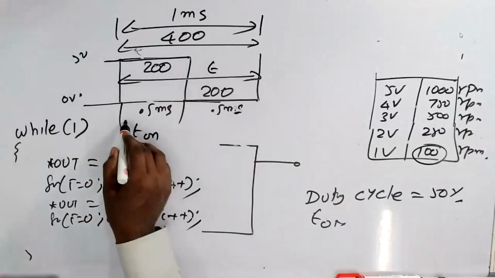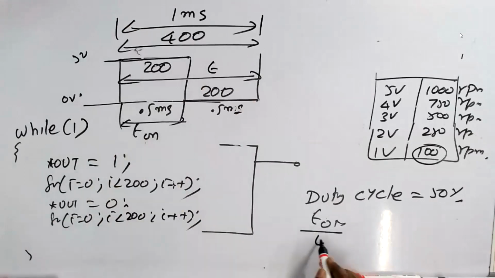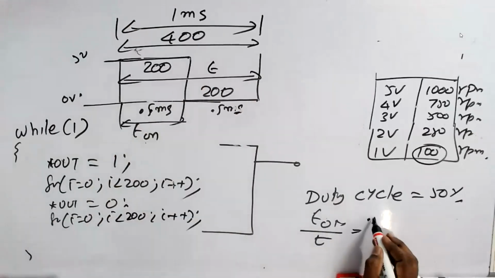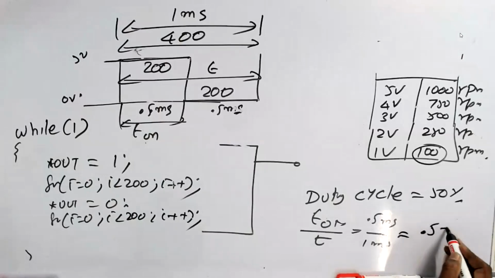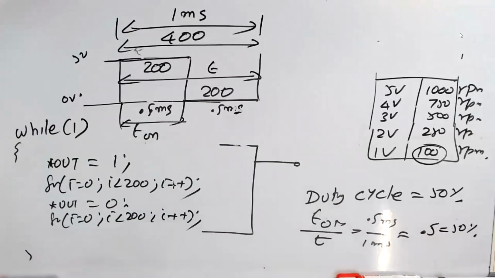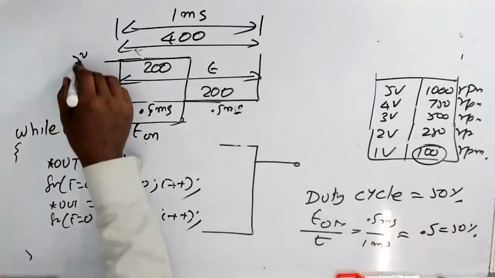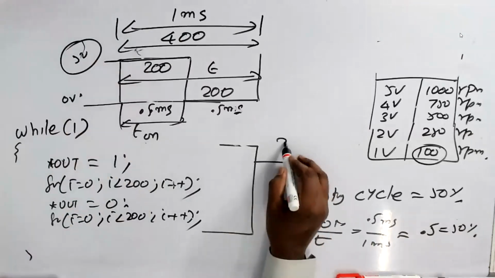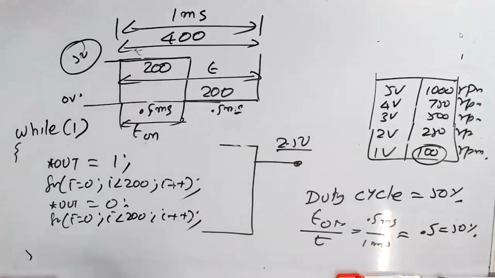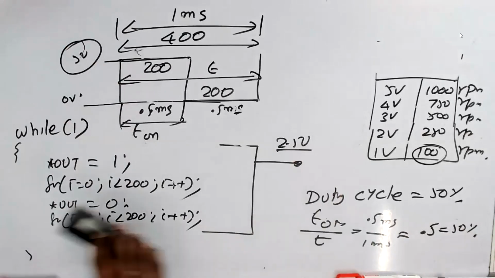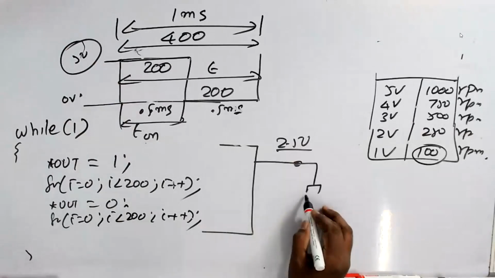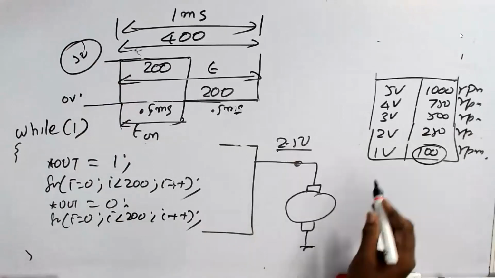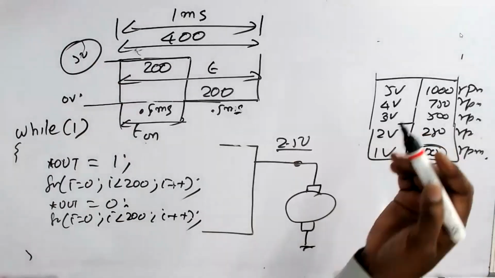This is T on, this time. T on by T. Now T on is 0.5 seconds divided by 1 second. 0.5 milliseconds by 1 millisecond is equal to 0.5, which is equal to 50%. Since this is 50%, your voltage is 5 volt. The pin will get 2.5 volt average voltage. So if you connect a motor, it will rotate at maybe about 350 RPM.